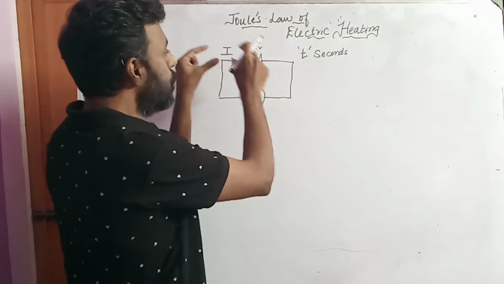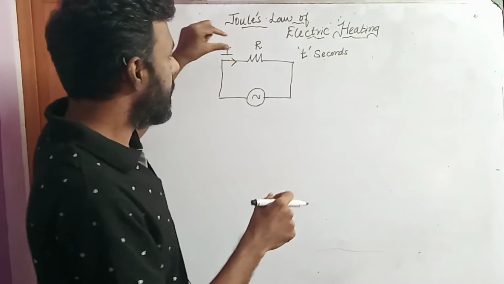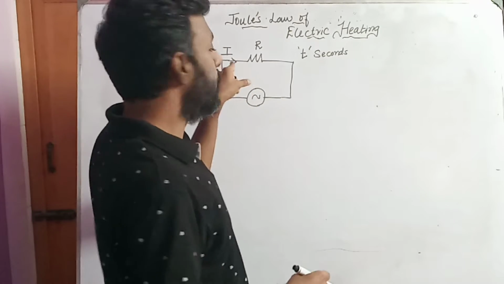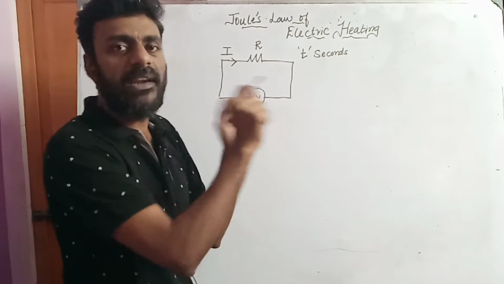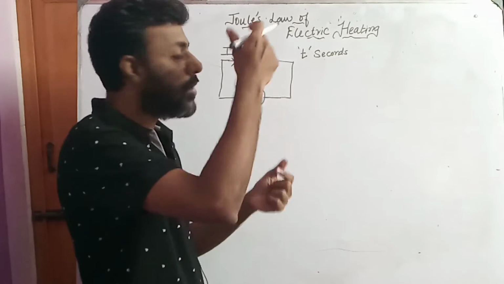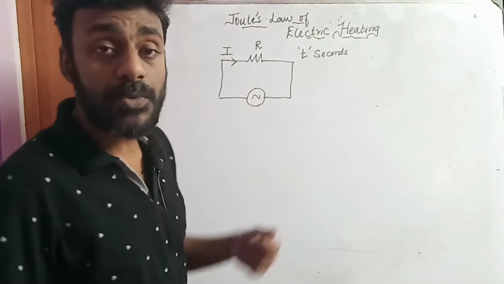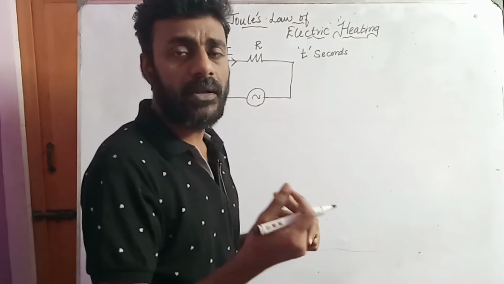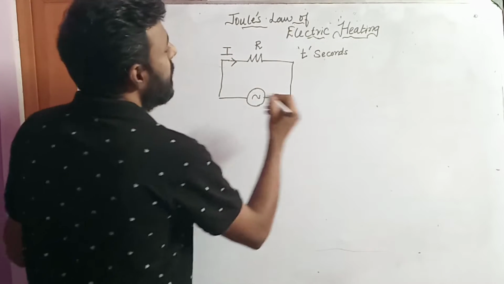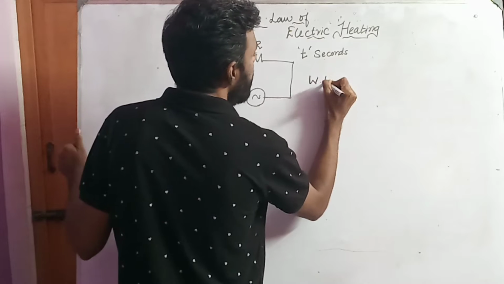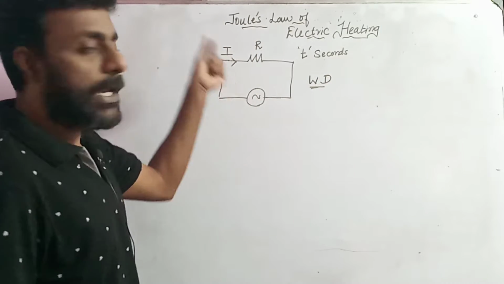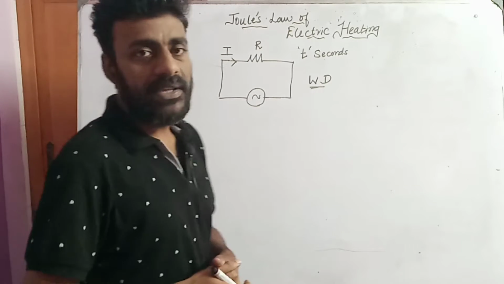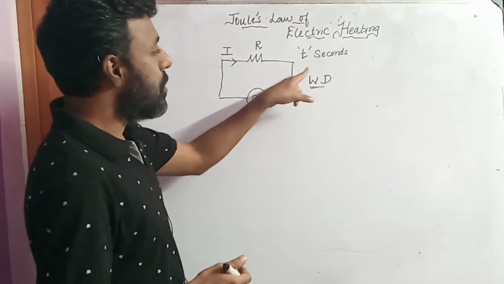In order to maintain the current, you need to apply an external work. A work should be done in order to maintain the current at a particular level. Otherwise, the value of the current keeps on fluctuating. So let us assume WD be the work done, which is needed to maintain the current flowing through the resistor R in a time of t seconds. This is called work done.